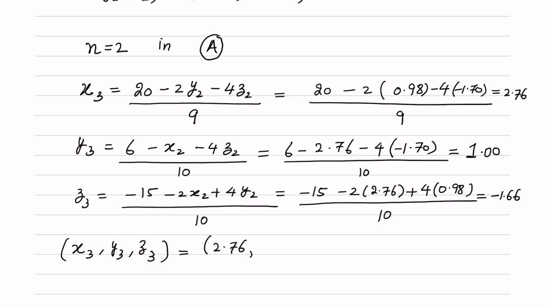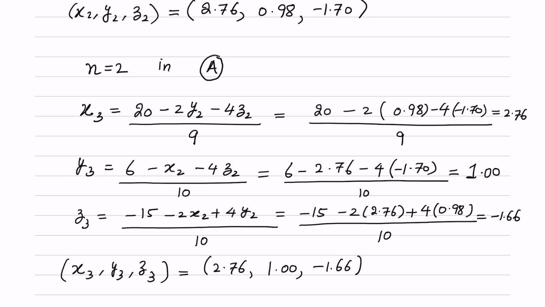2.76, 1, minus 1.66. Now we have to check whether we should stop here or not. Look at the values of x2, y2, z2 and x3, y3, z3. When you compare them, you can see that x2 and x3 are exactly the same. y2 and y3 are not the same, but they are close. The same way, z2 and z3 are also close.